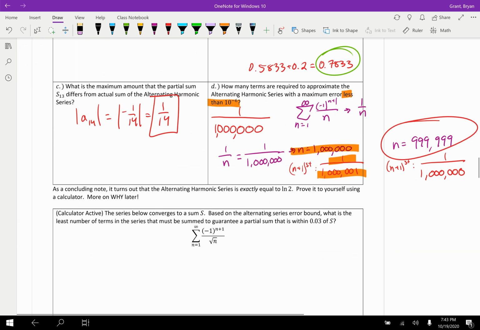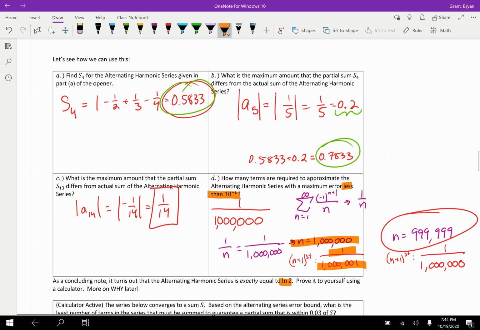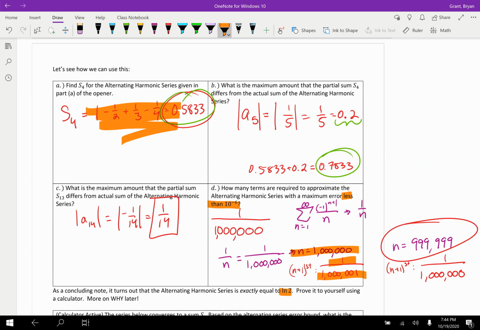By the way, in case you were curious, the alternating harmonic series is exactly equal to the natural log of 2. That is wild to me, right? The fact that we can take something that looks like this and say, oh, by the way, that's the natural log. What?